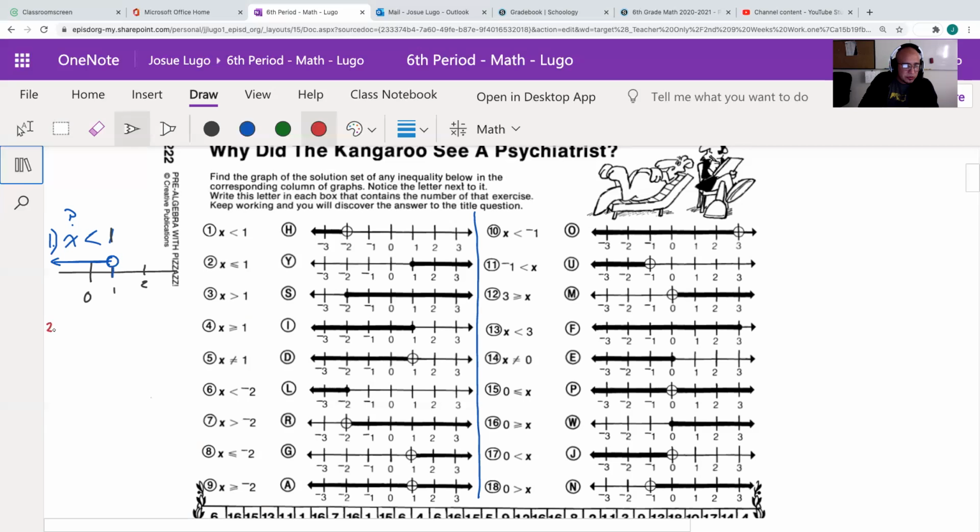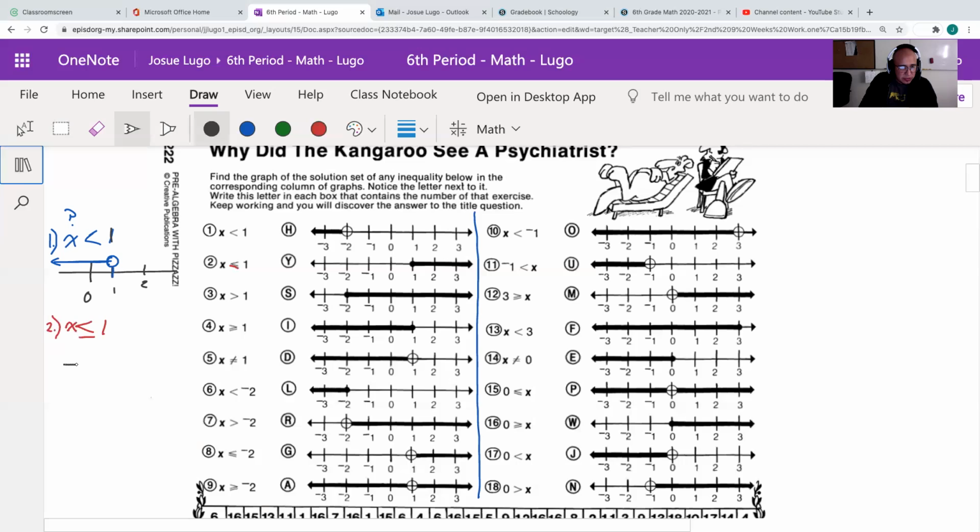So number 2 shows x is less than or equal to, notice how there's a line below that. X is less than or equal to 1. So in this case, ladies and gentlemen, x can be any number as long as that number is less than 1 or equal to 1. So it's 1 and everything below 1. So it's a little bit different.